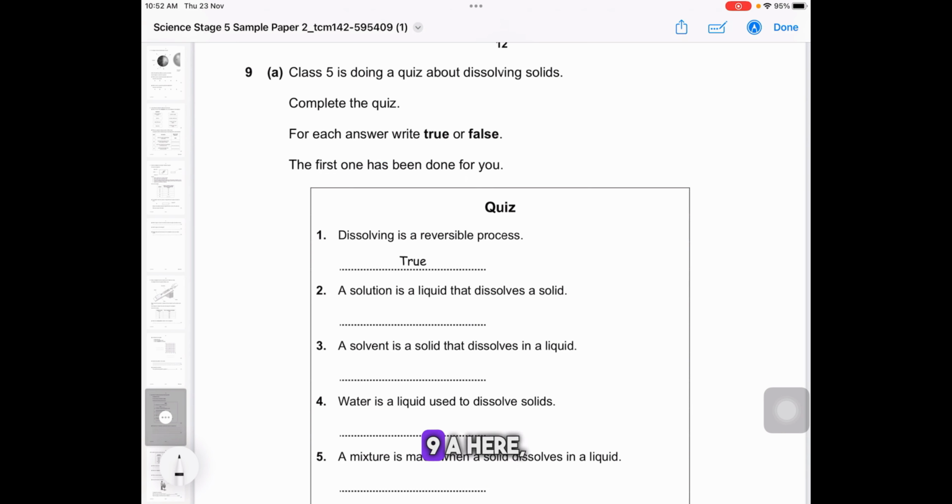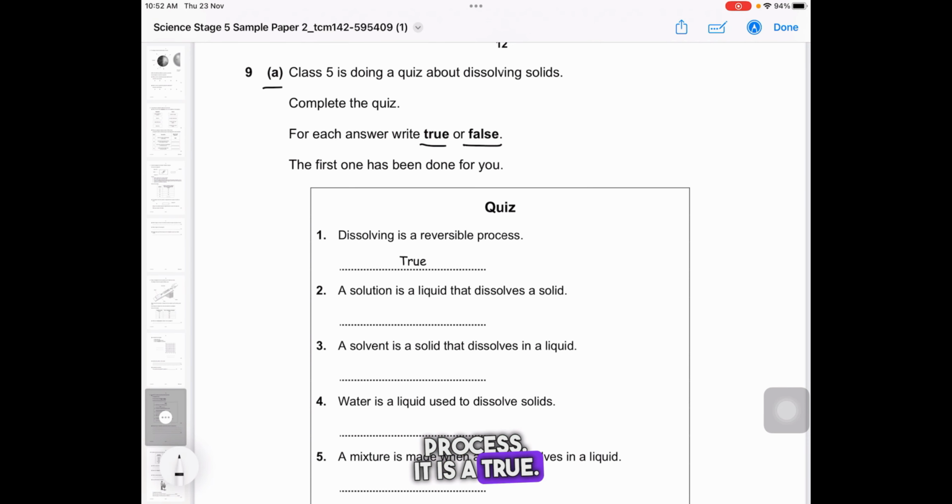Okay, question 9A here. Class 5 is doing a quiz about dissolving solids. Complete the quiz. For each answer, write true or false. The first one has been done for you. Okay, when we look at the question number 1 here, dissolving is a reversible process.